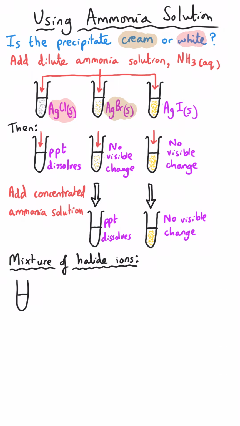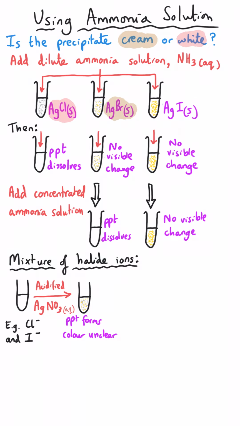This can be particularly useful if we had a mixture of different precipitates forming after the addition of the silver nitrate. We could have had chloride ions present and we could have had iodide ions present, and so what we might have formed was a precipitate that was a mixture of the white silver chloride and the yellow silver iodide.